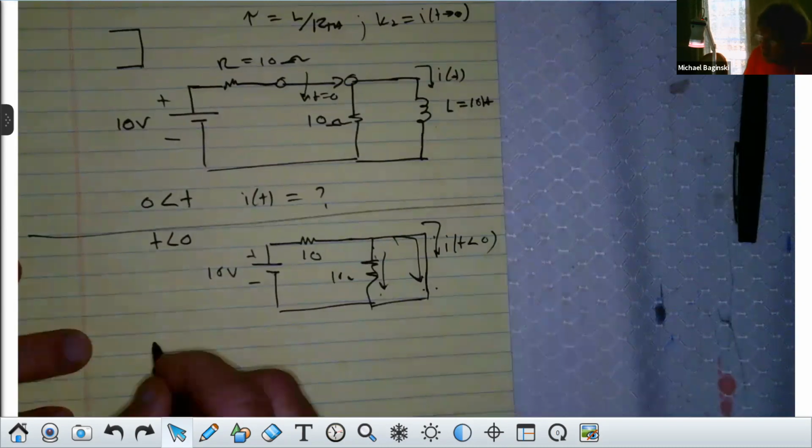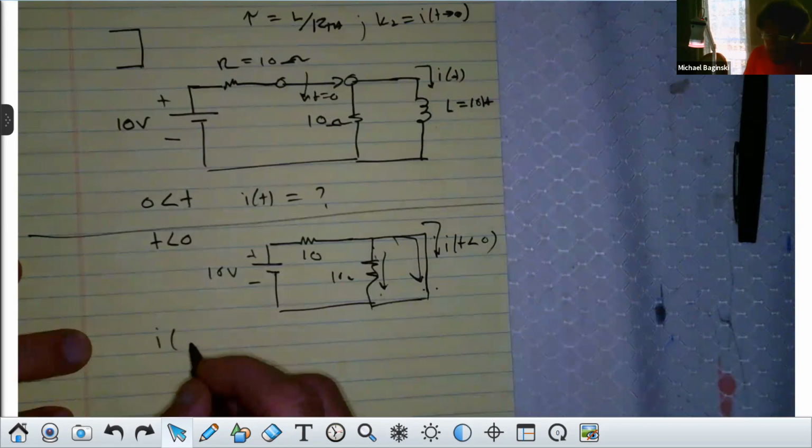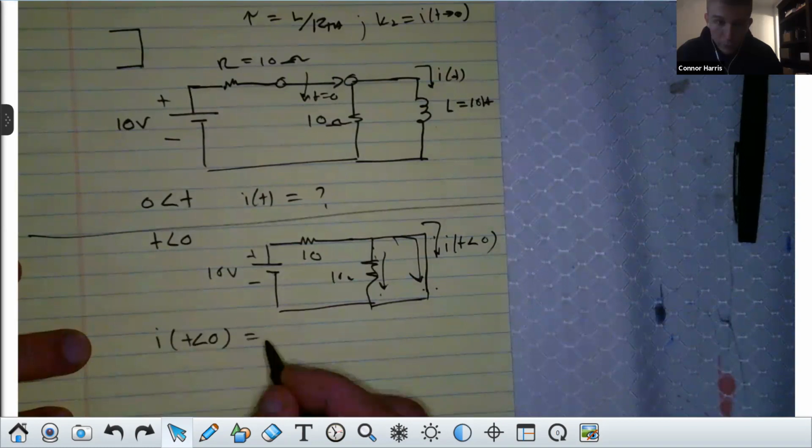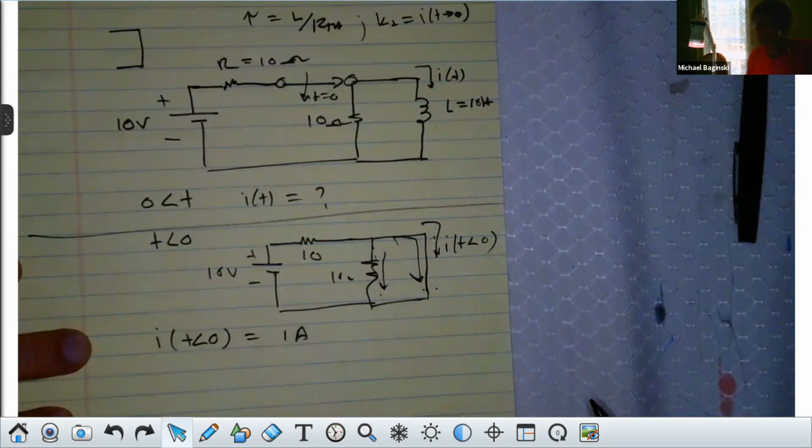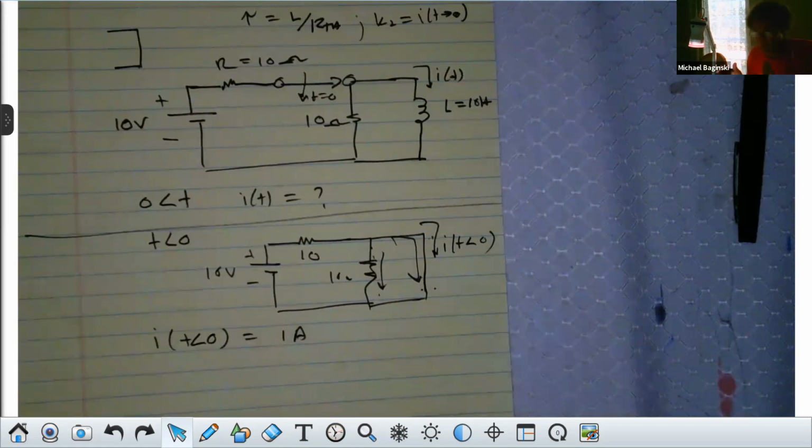Somebody else. The 10 over 10, I equals V over R. 1 amp, right? Right. Whoever said that. Y'all agree with that? Everybody, just nod your head. Do something so I know you either agree or disagree. Don't be afraid to disagree.